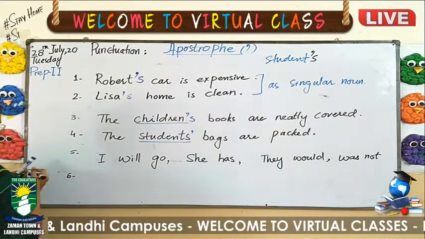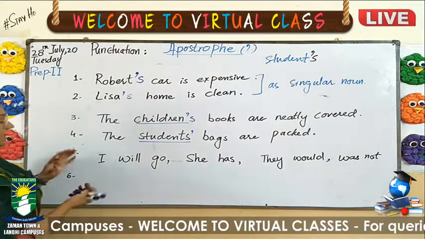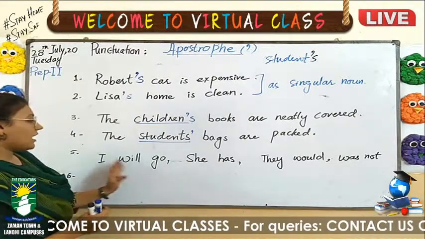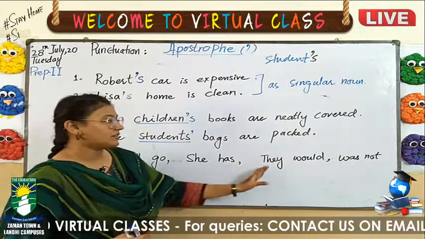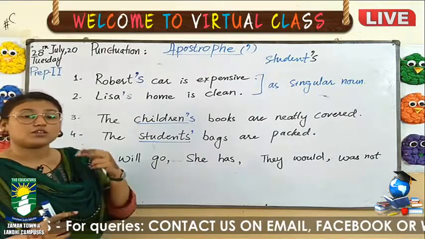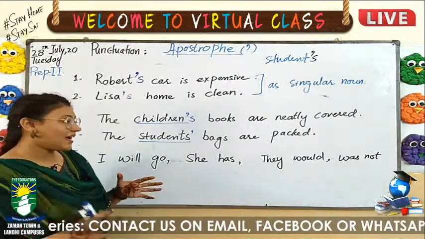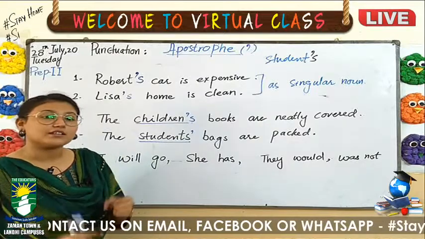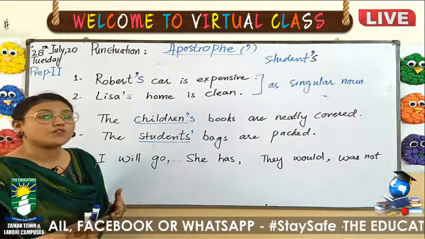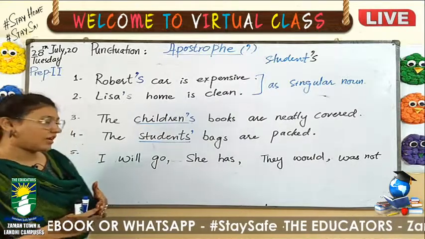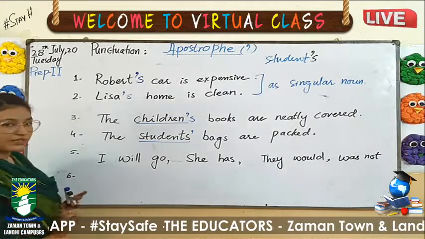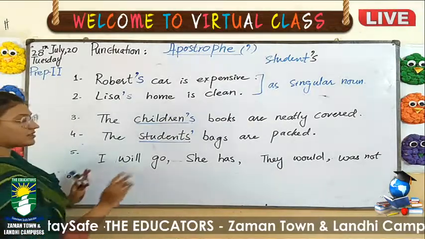In sentence number 5, I have written three multiple phrases. I will go. She has. They would. Was not. Now the second usage of apostrophe is to show missing letters, or to make a contraction of the words in the sentence. I will go: here it is a complete proper sentence. There is no contraction, no letters are missing.